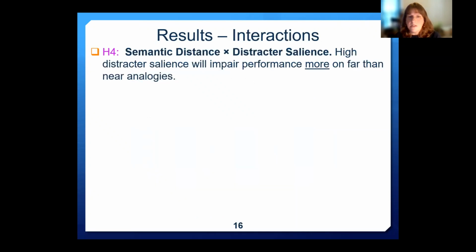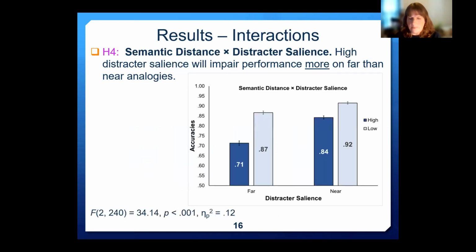In terms of the interactions, the first prediction was that high distractor salience would impair performance more on the far than the near analogies. And we found a reliable interaction for that. As you can see from this graph, there's a greater effect of distractor salience for the far than the near analogies.